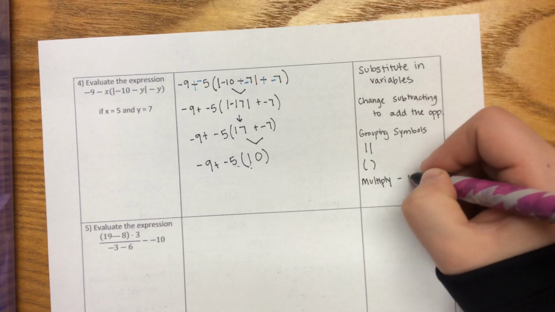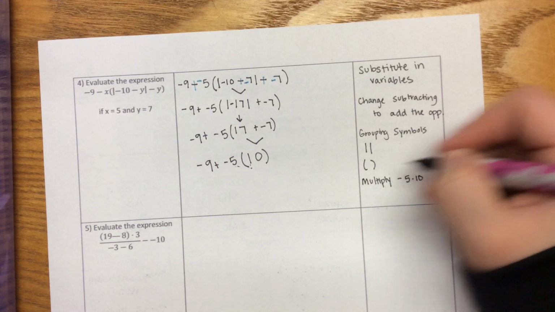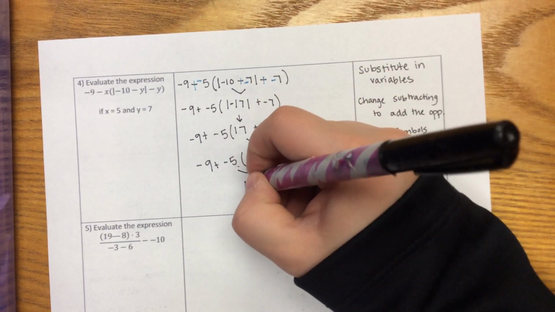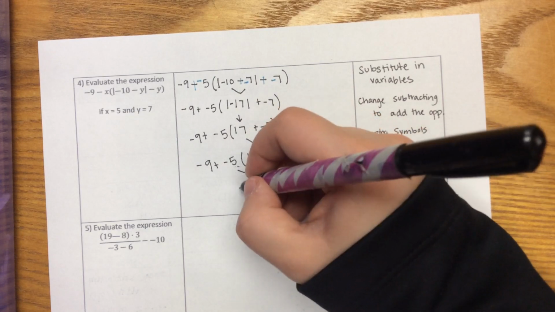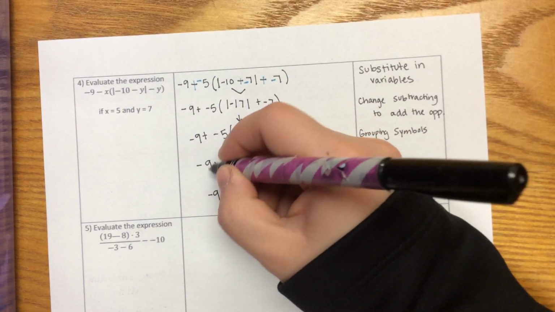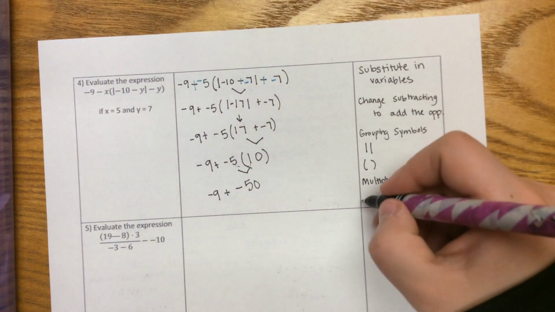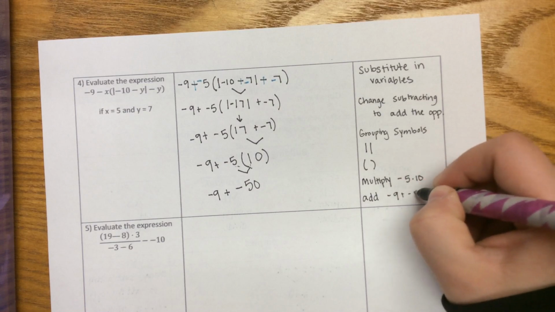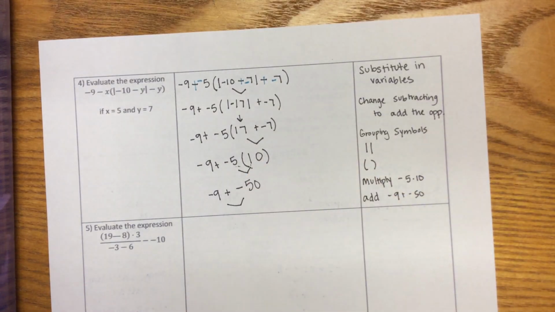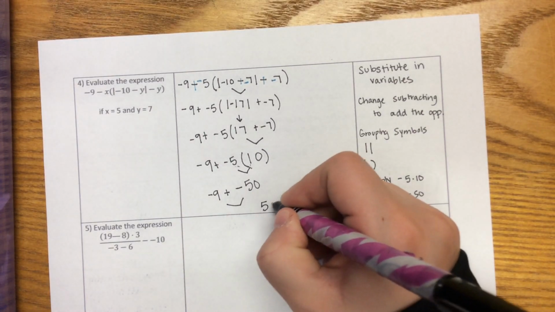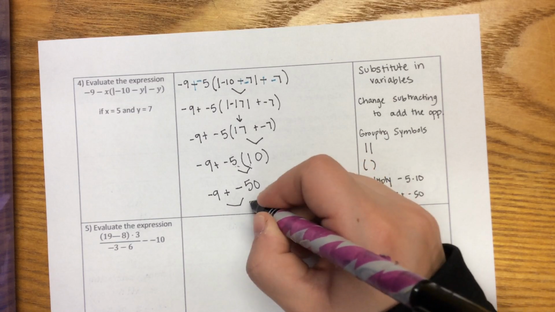So we're going to multiply negative 5 and 10. So 5 times 10 is 50, and a negative times a positive is a negative. So negative 50 plus negative 9. Keep it in the exact same order. And now we are going to actually do the addition. Okay, so negative 9 plus negative 50, they're both negative, so we just add them. So 50 plus 9 is 59. Keep it negative.